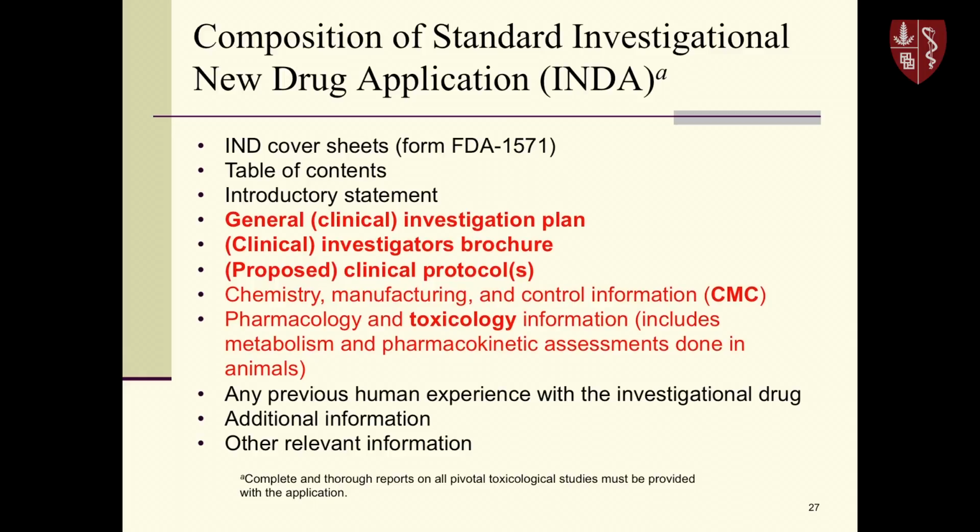Any previous human experience. So if the drug was used by someone else and you're repurposing it, they're going to want to know a lot about what was experienced before with humans. And then there's other additional information. I'm never quite sure what this is. I assume if the drug was a street drug and now you're repurposing it to a psychiatric drug, they probably want to know some additional stuff about what was known about the street drug aspects of it. And you submit this to the FDA.